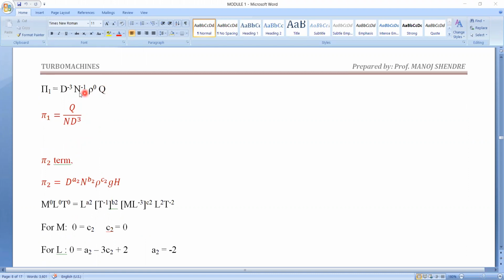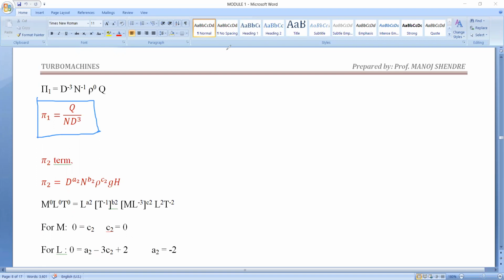So Q divided by n d cubed, rho to the power 0 is 1, it is constant 1, so ignore it or take it as 1. So Q divided by, take it to the denominator because its power is negative, n d cubed. So this is the first pi term in the dimensionless form. Okay, I hope this is clear.